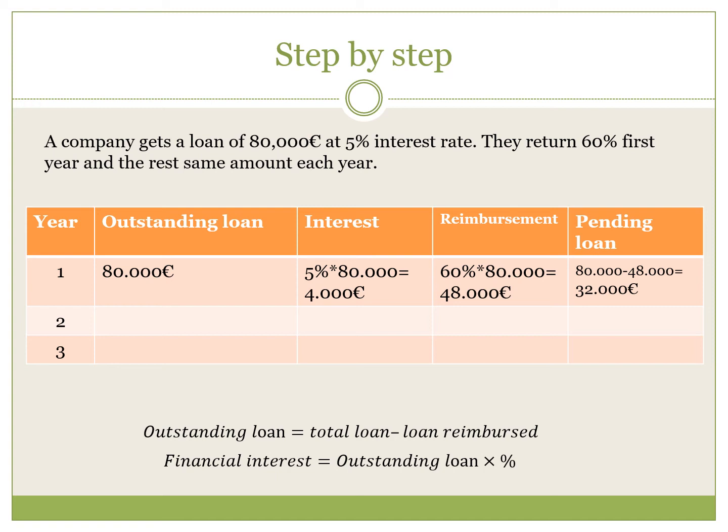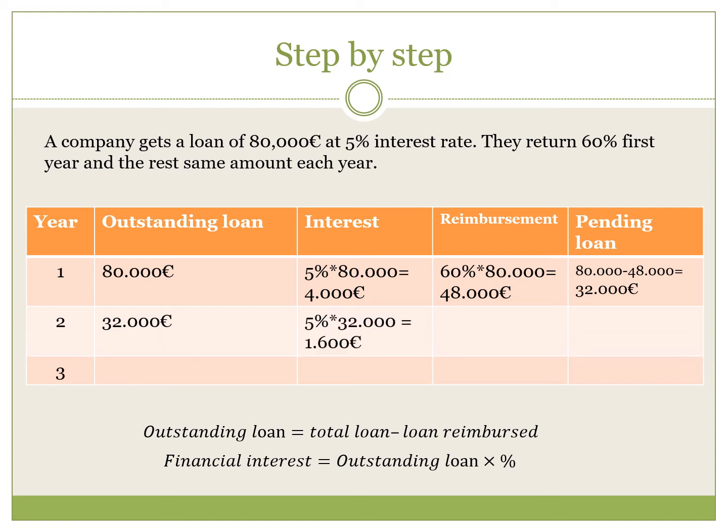Let's start with year number 2. What's the outstanding loan? Whatever was left in the previous year. So outstanding loan in year number 2 is what we left pending on year number 1, 32,000. Now we're going to calculate the interest. We're going to do 5% of this 32,000.